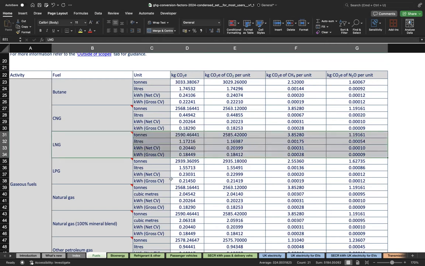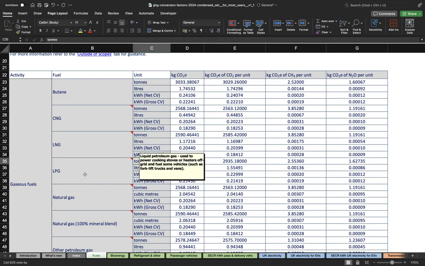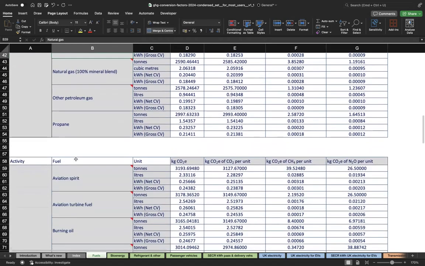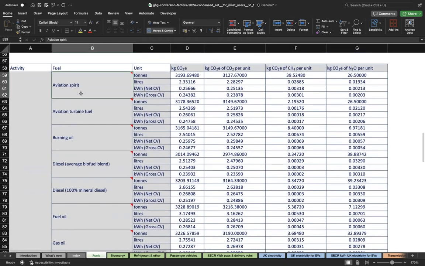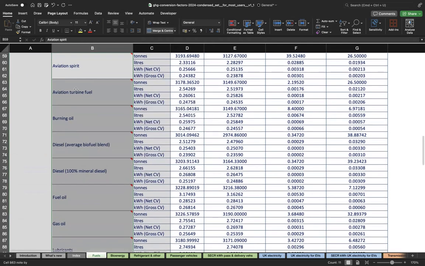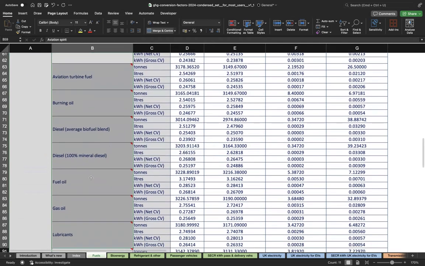Same thing with LNG. A lot of trucks, or housing, or even ships are using LNG. Then LPG, of course, housing units or food units, natural gas. So this is the fuel. All types of fuels are covered. If you are in the aviation industry or you are calculating employee commute data, you have that data as well.